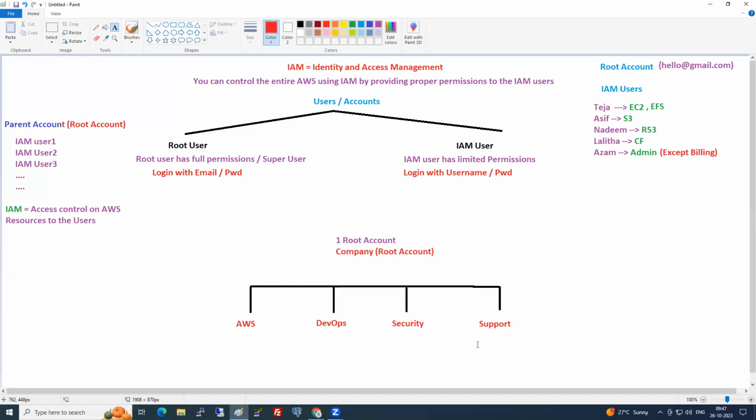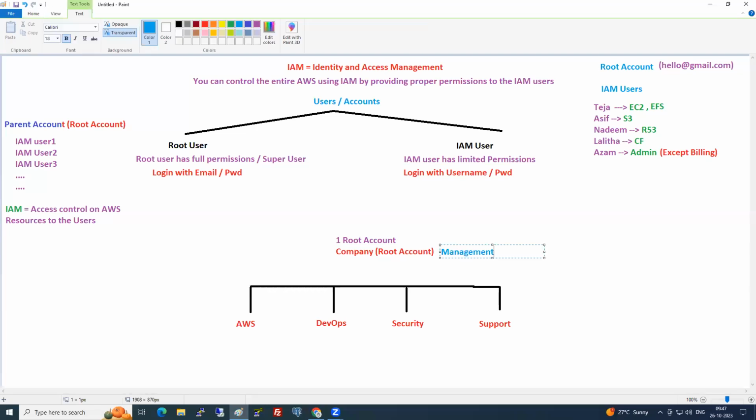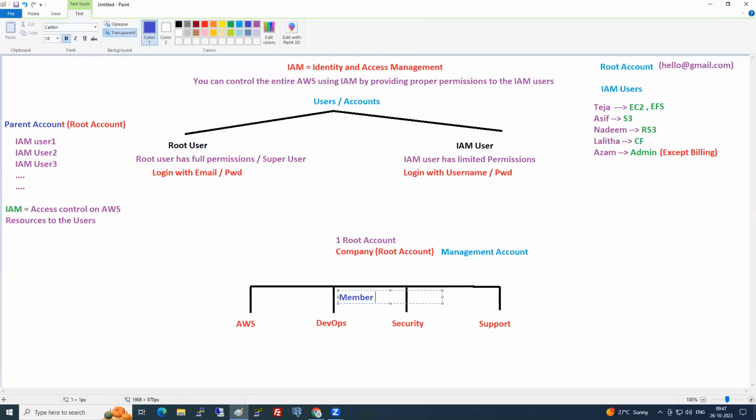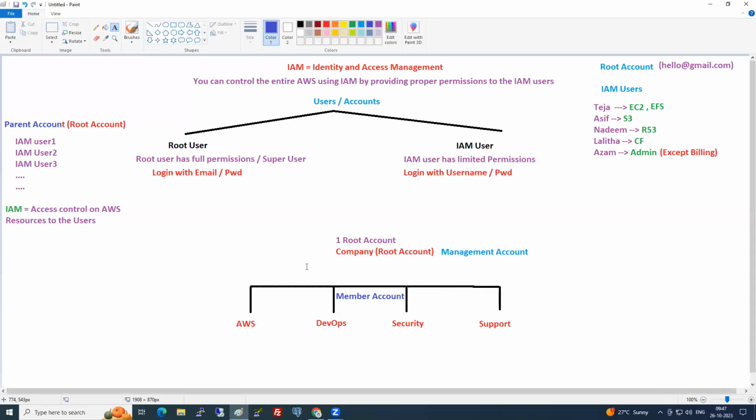So here, the company root account is called what account? Management account. And bottom ones we call member account. What are these called? Member account. You're getting it? So this guy can control the entire multiple root accounts.